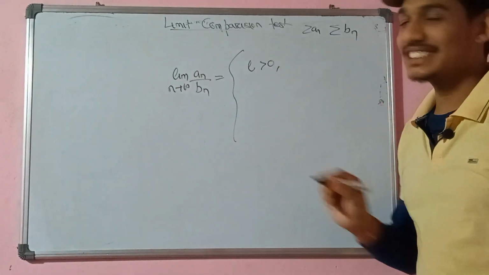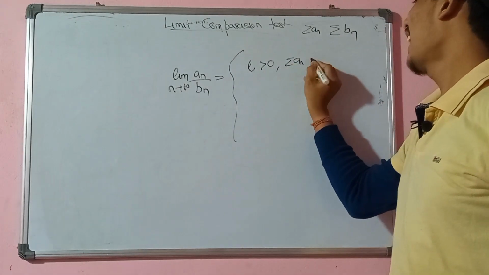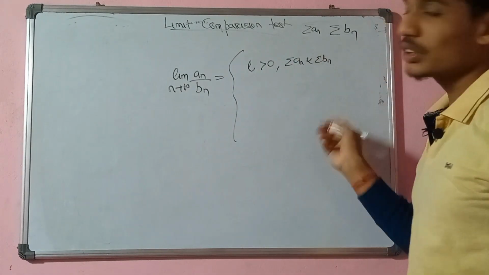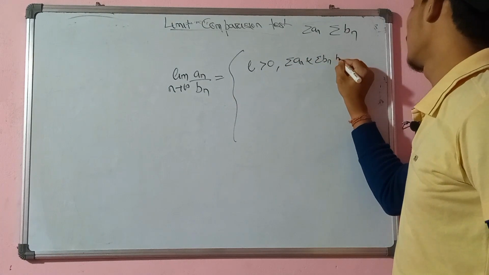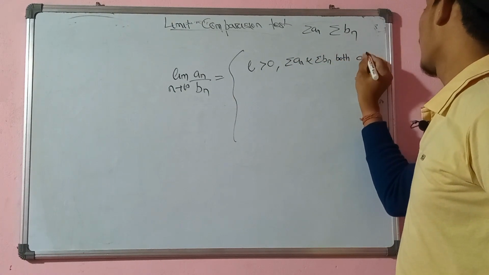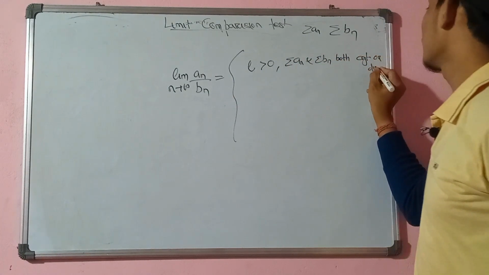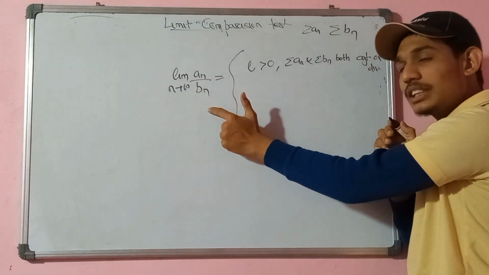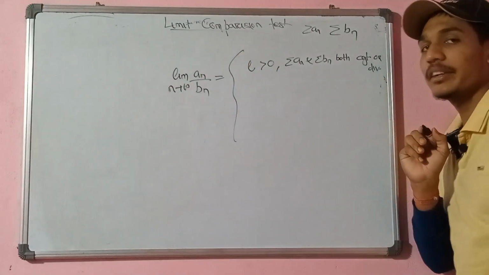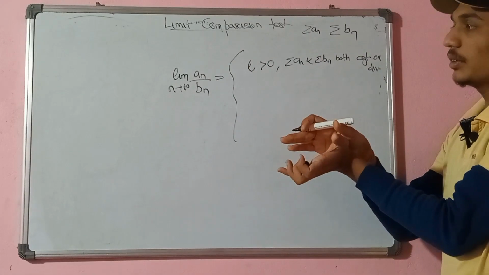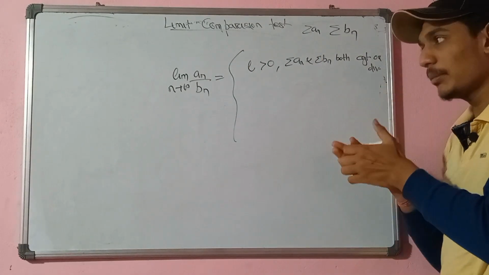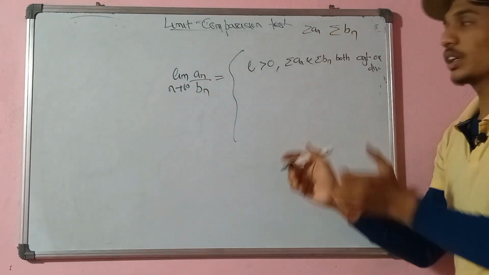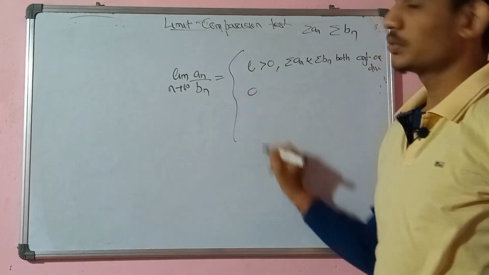So if L is greater than 0, then my An and Bn both will converge or diverge. Both convergent or divergent together. Means if An converges, then Bn also converges. If Bn diverges, An also diverges. Whatever it may be, convergent or divergent, both will be the same.